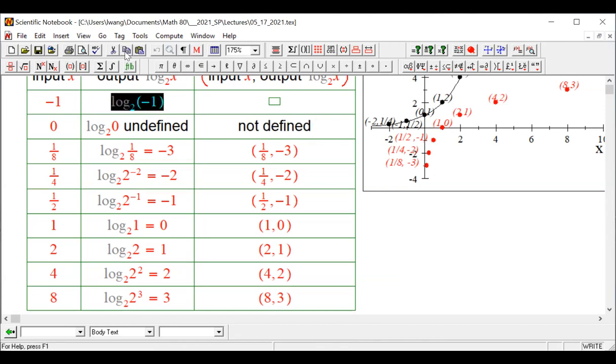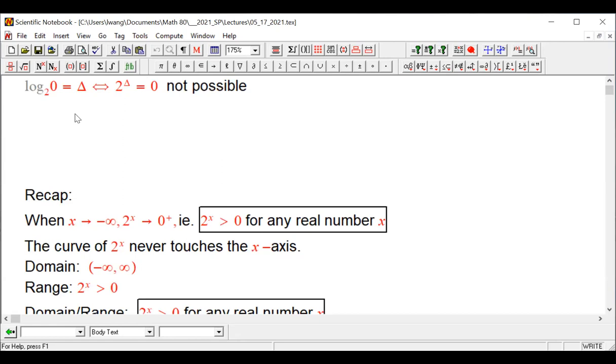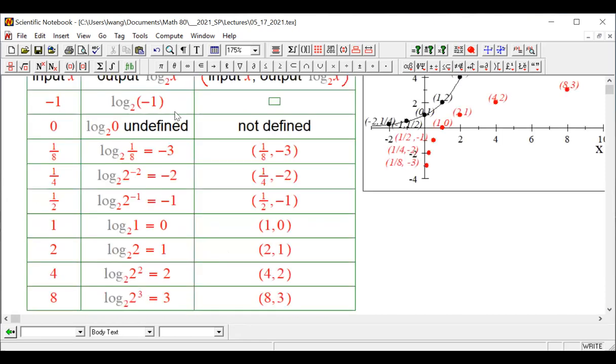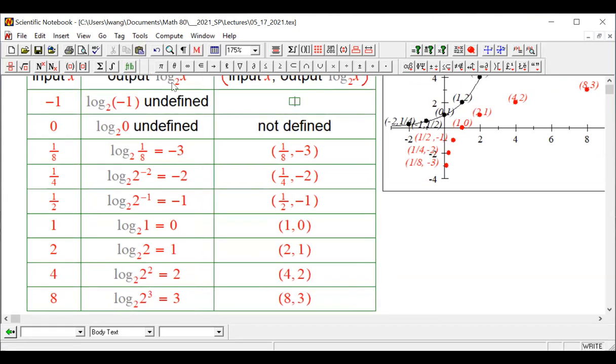For -1, it's going to be the same argument. If log base 2 of -1 equals a triangle, then 2 to the power of that triangle would need to equal -1, but 2 to the power x is always positive. Therefore, that is not possible as well. So this one is just undefined.